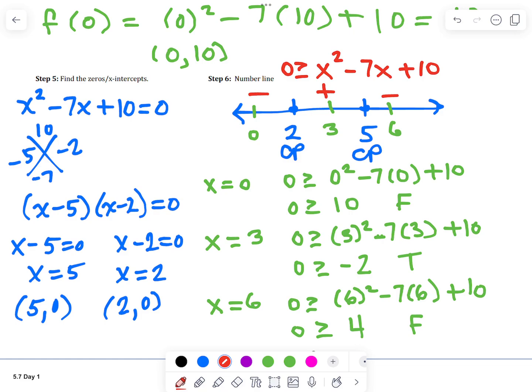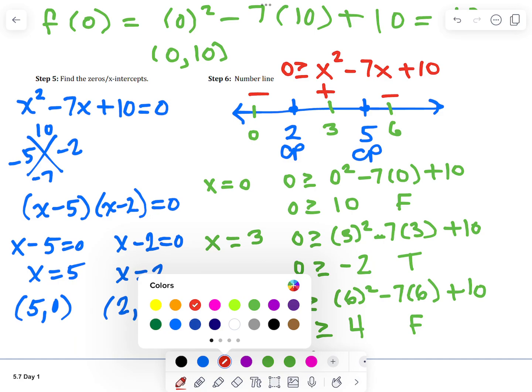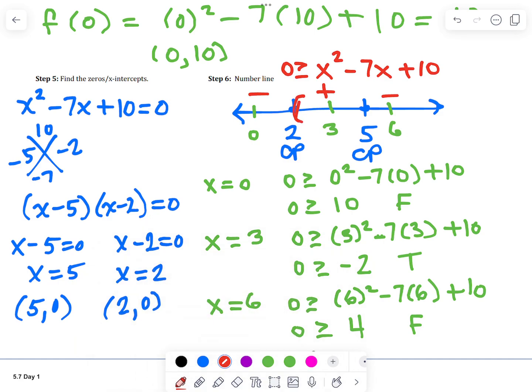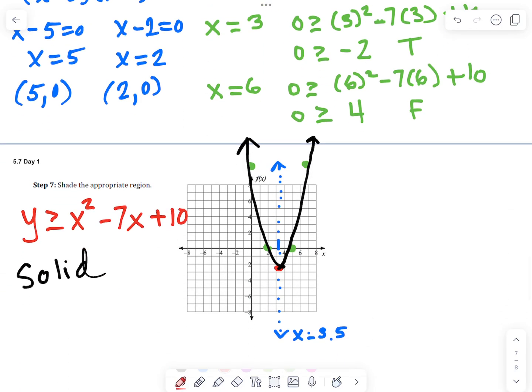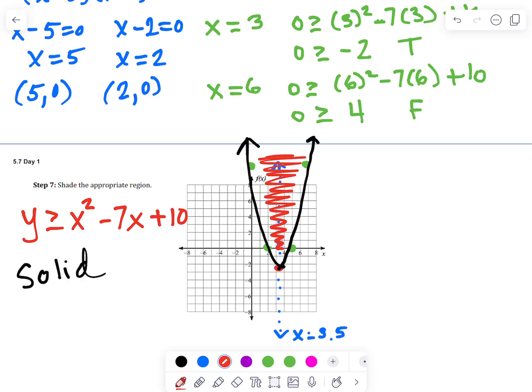So the interval where the solution is true is between 2 and 5. So that's the area we will shade. So we shade between the critical points from 2 to 5. Our solution, we write it as an interval from 2 to 5.